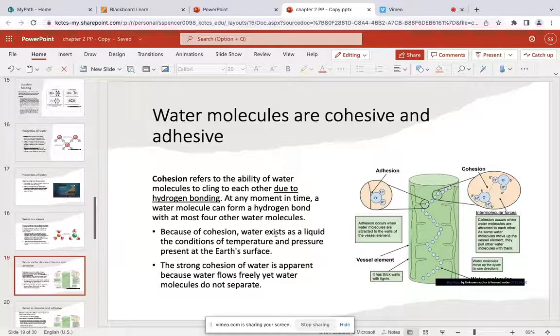So adhesion is whenever water adheres to another surface. So with cohesion, water is able to exist as a droplet. Adhesion means that water can stick to other things or adhere to other surfaces. Again, I'll put a picture in here. It says adhesion occurs when water molecules are attracted to the walls of the vessel element. So it's just illustrating that water can stick to other surfaces, whereas cohesion just means water can exist as a liquid or as a droplet.